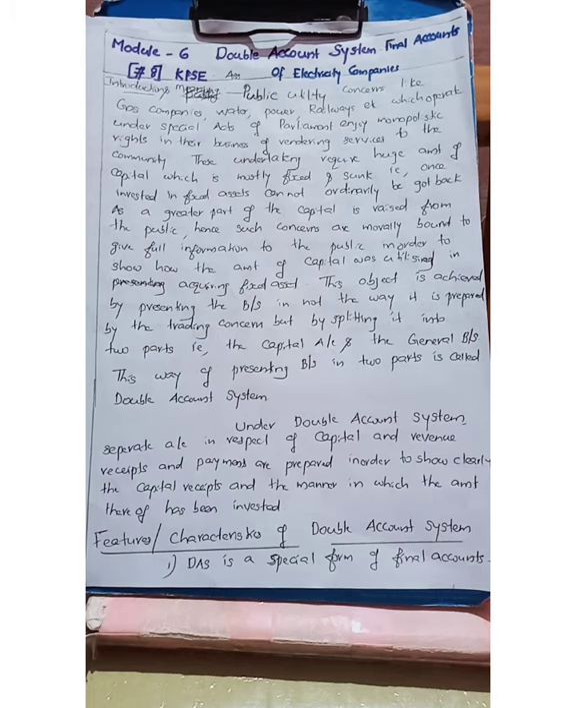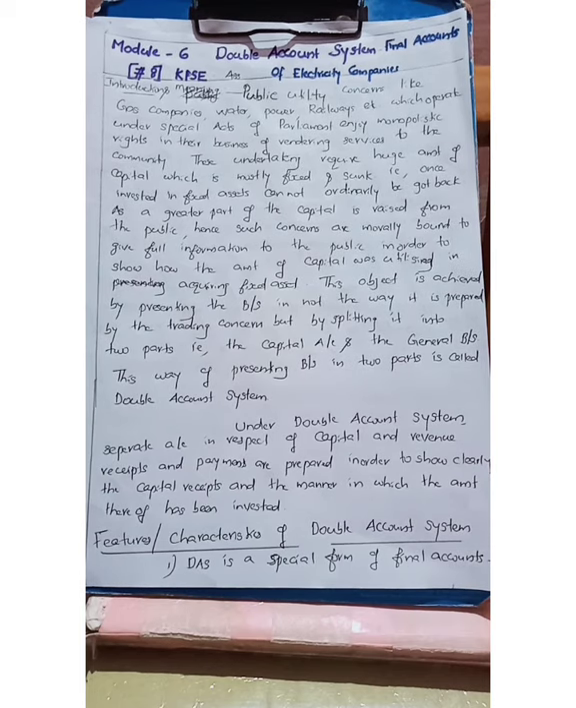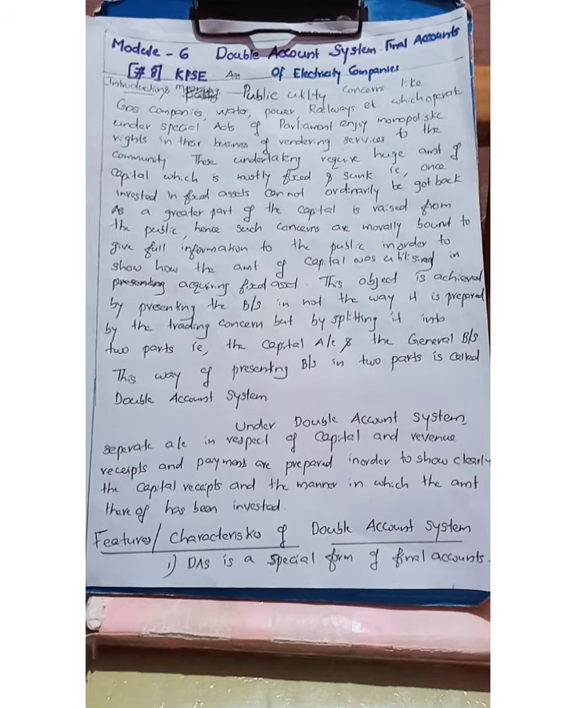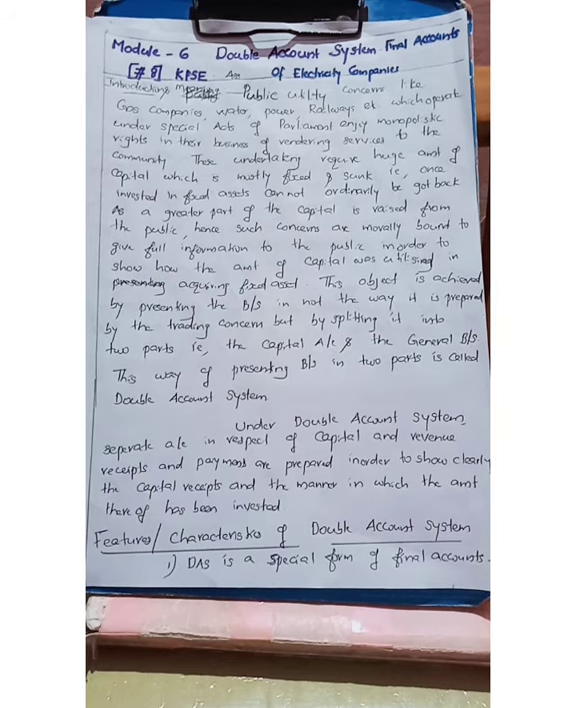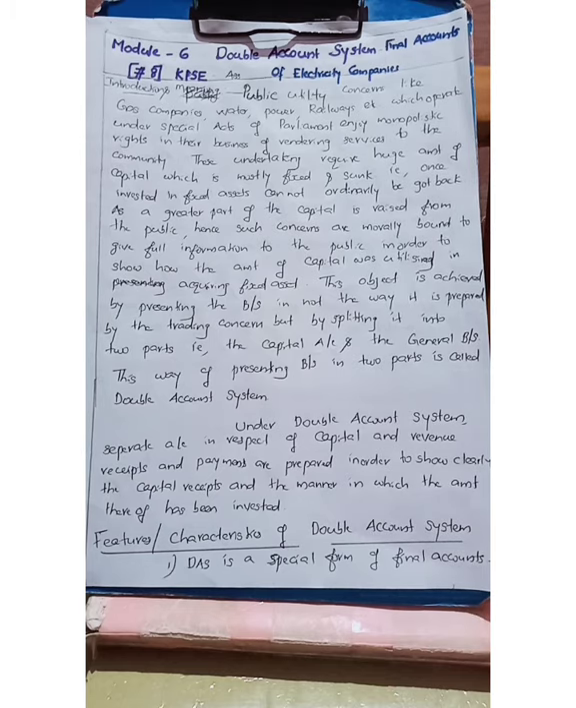Public utility concerns like gas companies, water, power, railways, etc., which operate under special acts of the Parliament, enjoy monopolistic rights in their business of rendering services to the community. These undertakings require a huge amount of capital, which is mostly fixed and sunk. That is, once invested in fixed assets, it cannot ordinarily be got back. As a greater part of the capital is raised from the public, such concerns are morally bound to give full information to the public to show how the capital was utilized in acquiring fixed assets.